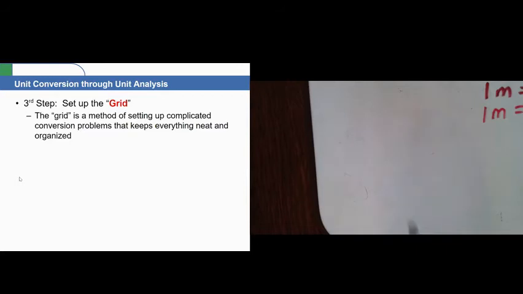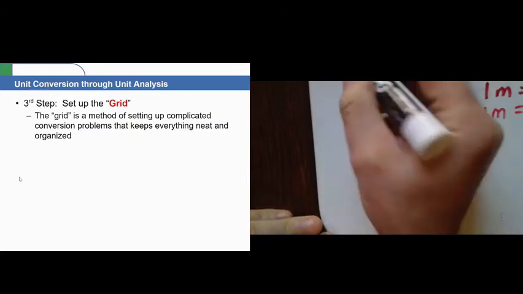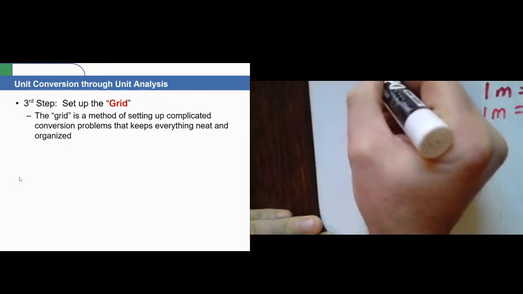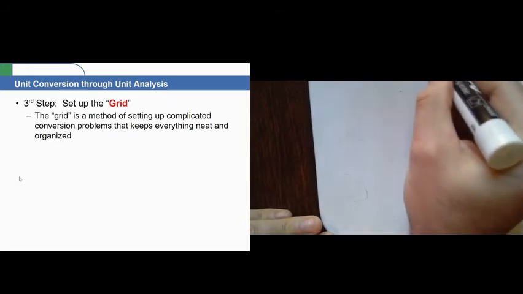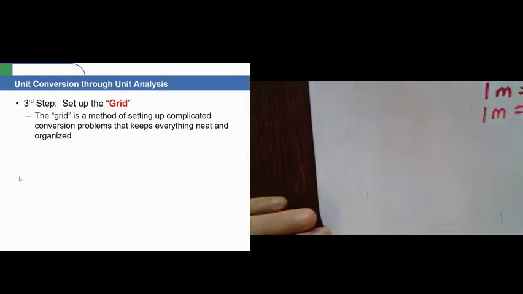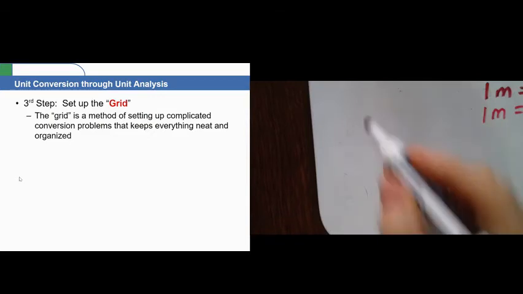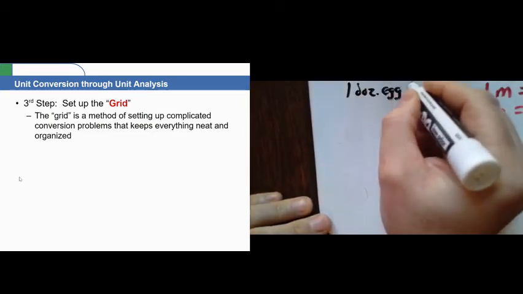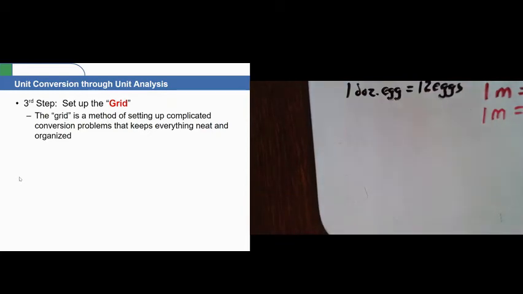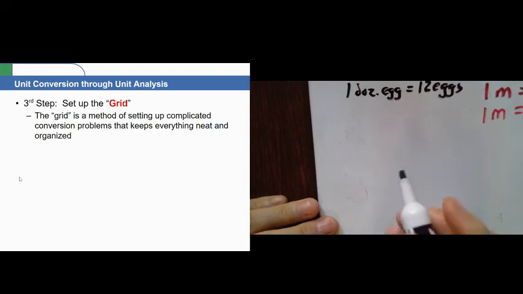All right. Now, to give you an idea of how to set it up, let's say you had a much simpler problem. Let's say you had 3 dozen eggs. And the question is, how many eggs was that? Now, you know that 1 dozen eggs is going to be equal to 12 eggs. You know that conversion factor, all right? But when it comes time to setting it up, you have a choice.